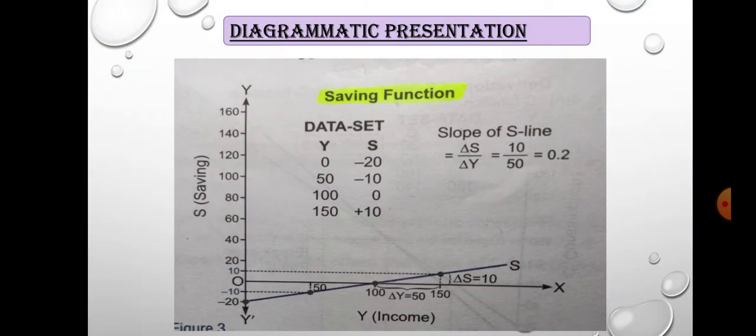It can also be presented by a diagram. In the following diagram, we can see that x-axis shows income and y-axis shows saving. S line represents saving function indicating the behavior of saving with respect to income. It offers the following observations.